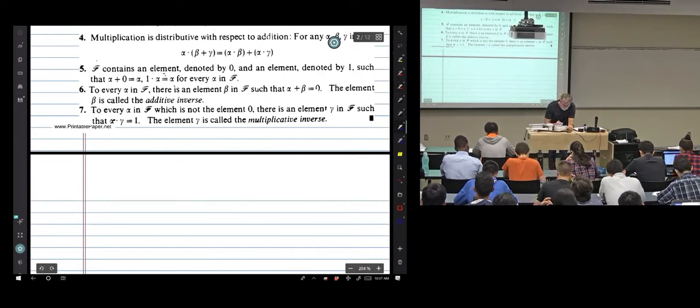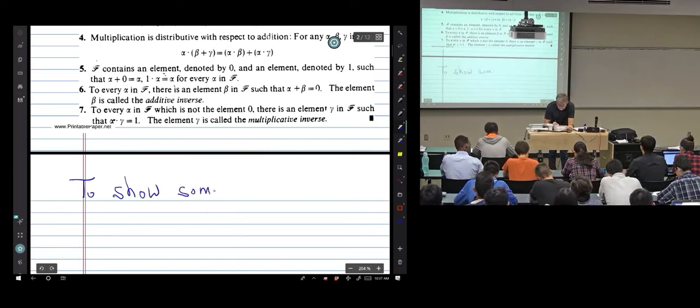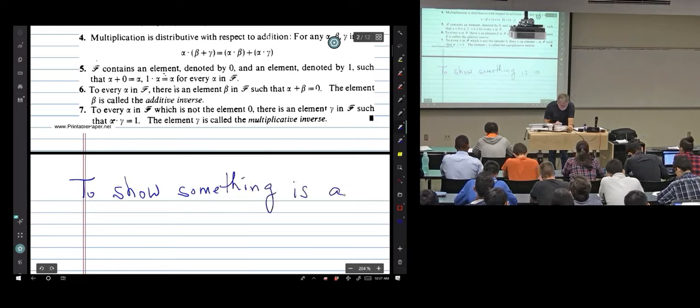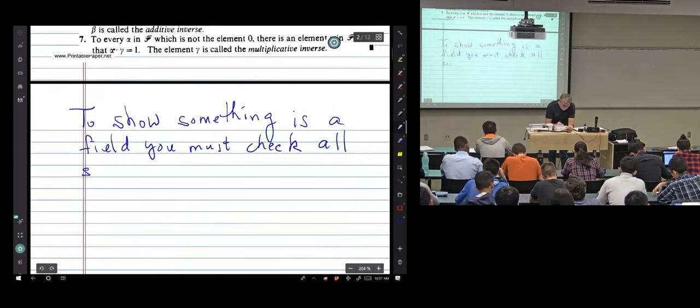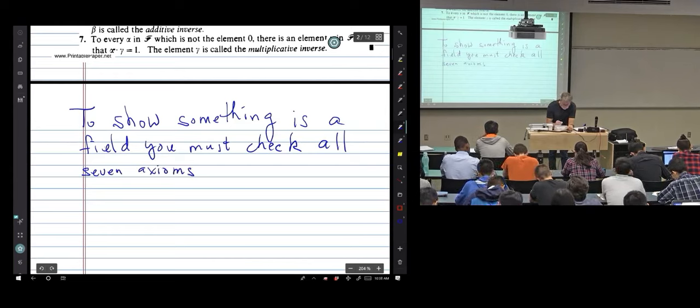Okay, so to show something is a field, you must check all 7 axioms. Okay? Super boring.